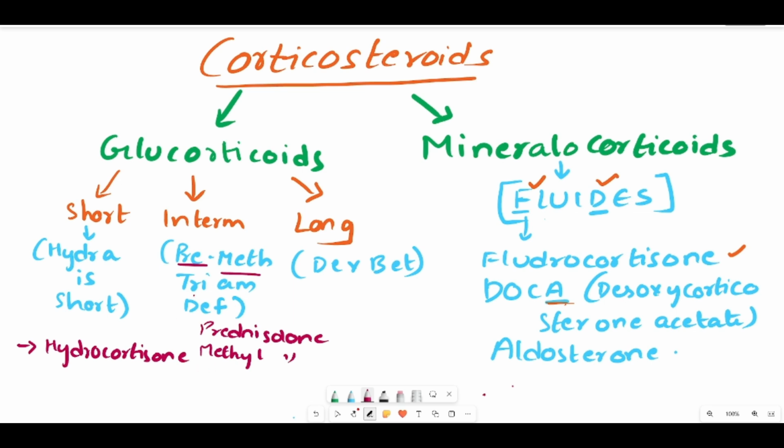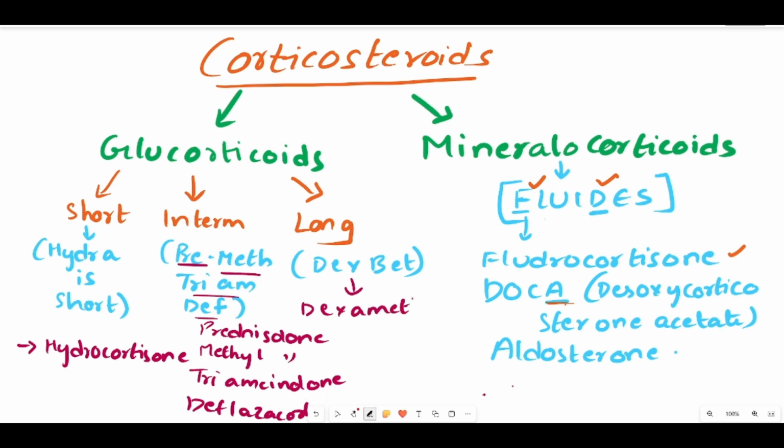Then Triam. Triam means it is triamcinolone. Def means deflazacort. So deflazacort is the last drug. And in the long acting, Dex Bet. There are two drugs. One is dexamethasone. Bet means it is betamethasone. In long acting, remember that these will be starting with dexa and beta and ending with methasone.